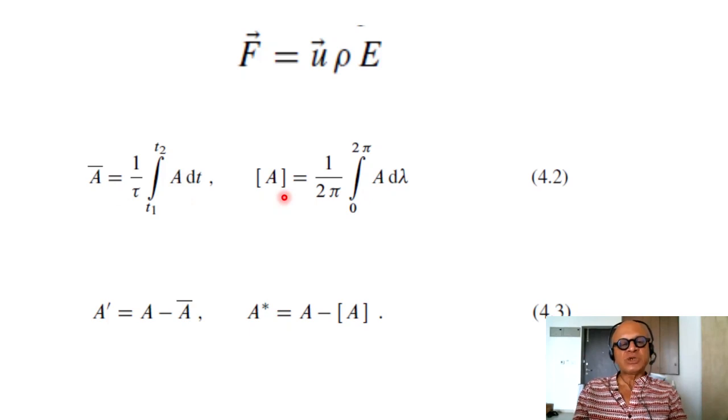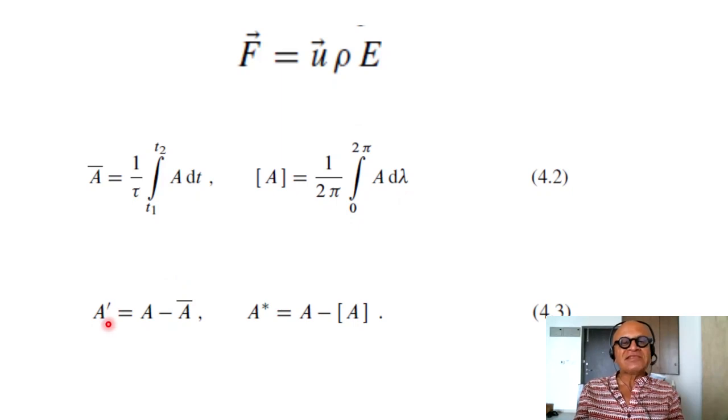And we do spatial averaging, represented by square brackets. This we represent by over bars, which is very common. 1 over 2 pi, so we are on a sphere, integral from 0 to 2 pi, A d lambda, where lambda is the longitude. Of course, you can also average over part of the sphere, but we are looking for net northward transport, so we go from 0 to 2 pi. What do we do after that?